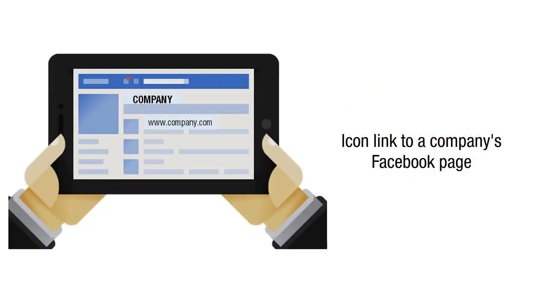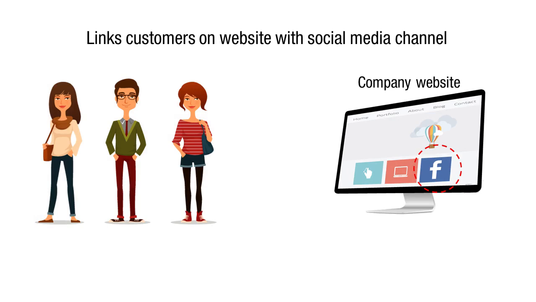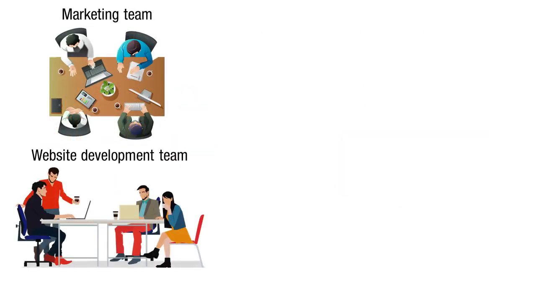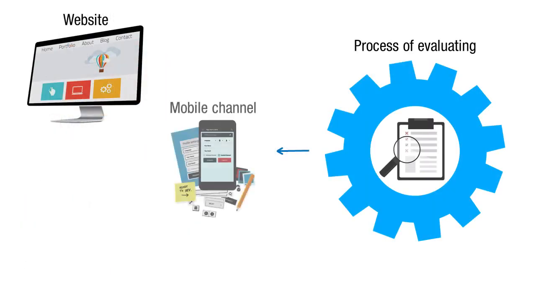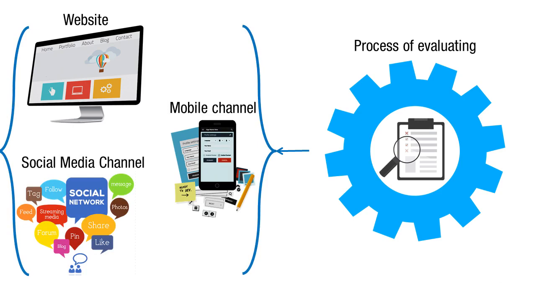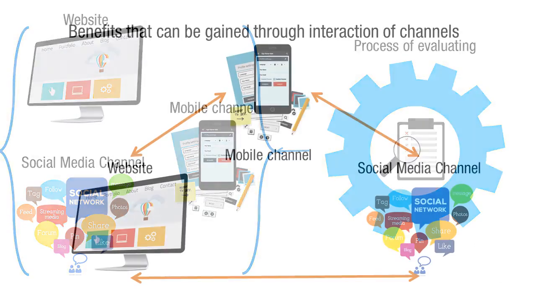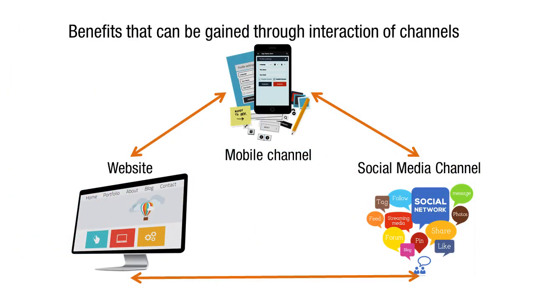An icon link to the company's Facebook page, for example, links customers on the website with the social media channel. It's important for the marketing and website development teams to ensure that in the process of evaluating the website, mobile channel, and social media channels, they are also recognizing the benefits that can be gained through the interaction of these channels.